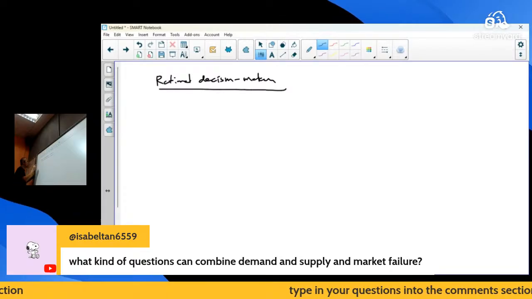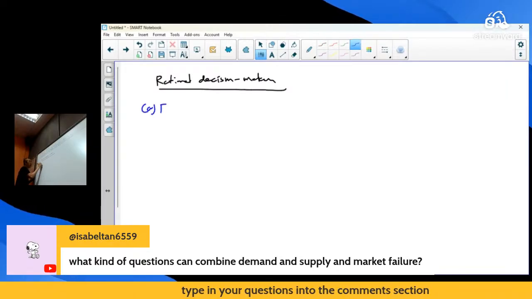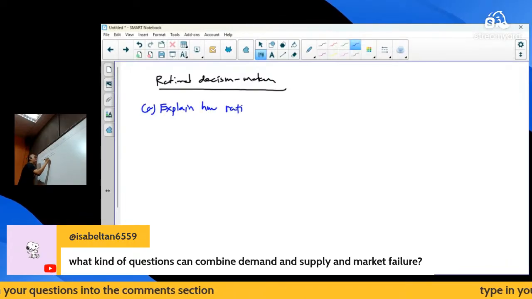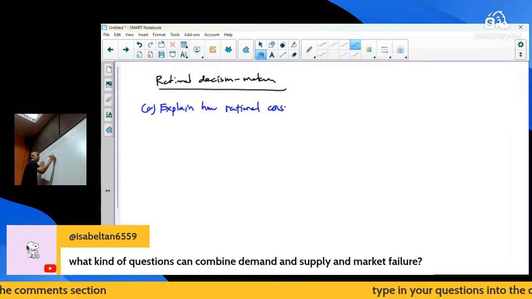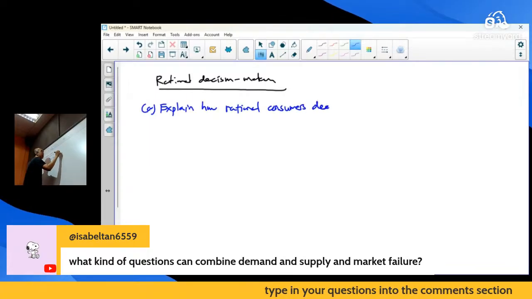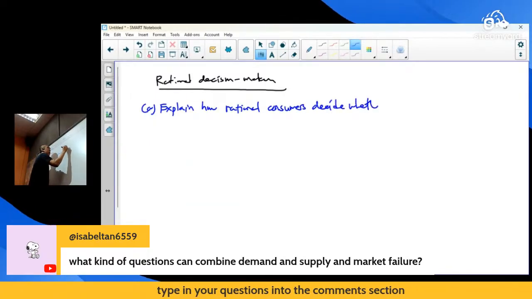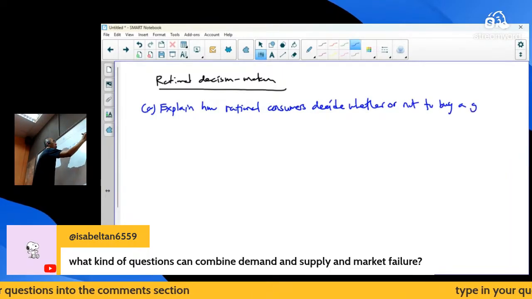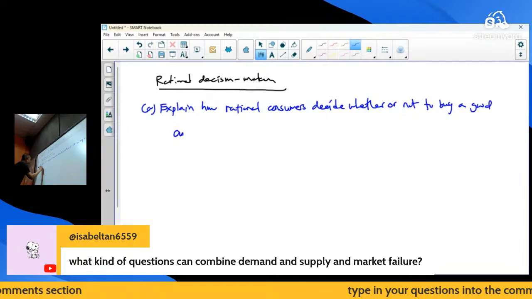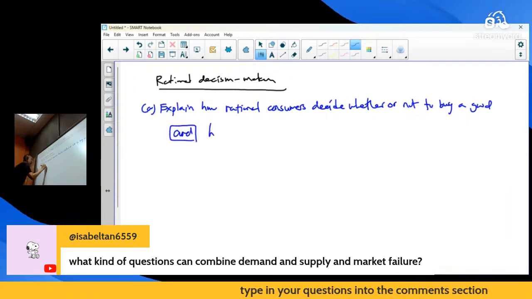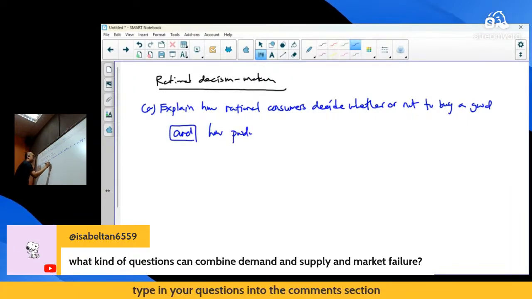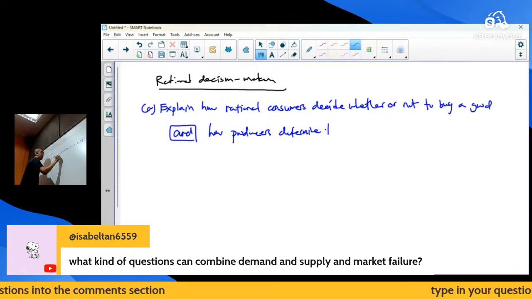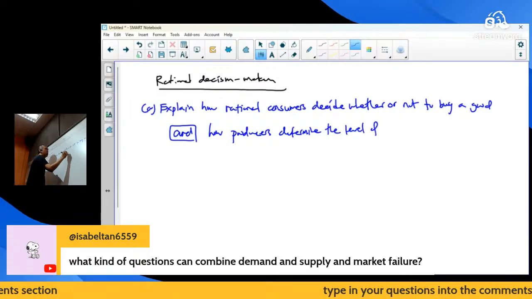An example of this question could be, explain how rational consumers decide whether or not to buy a good. And so there's a second part to this question, how producers determine the level of production.